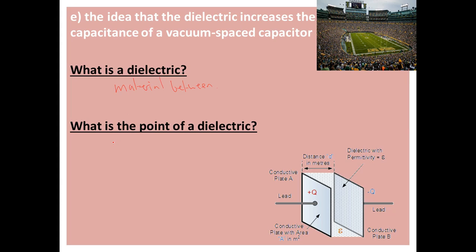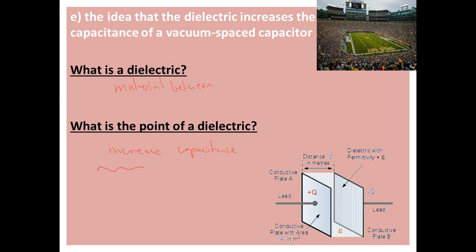Now, the purpose of the dielectric is to increase the capacitance. So we want materials that have a higher relative permittivity than free space, than air or a vacuum. Otherwise, we might as well just leave the air there and have that capacitance. There's no point reducing the capacitance.